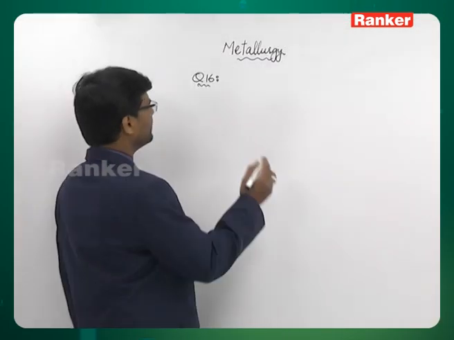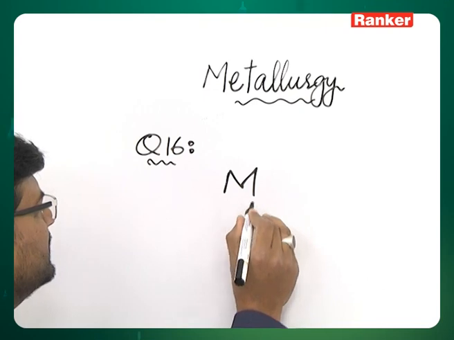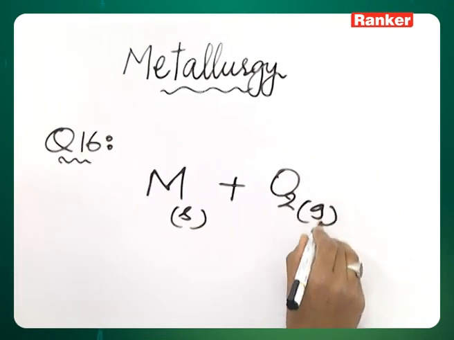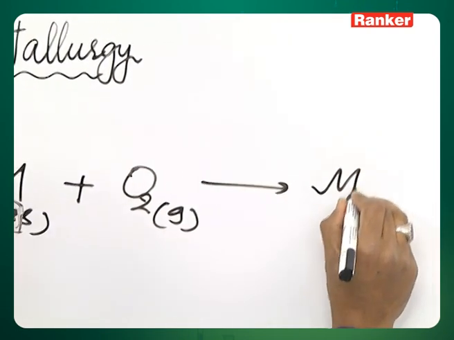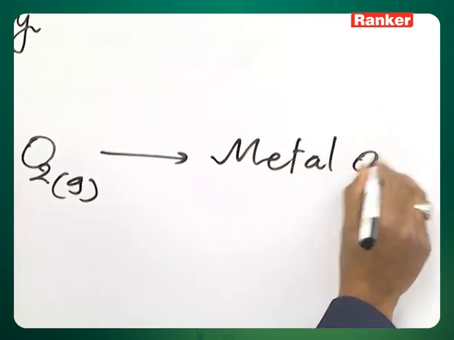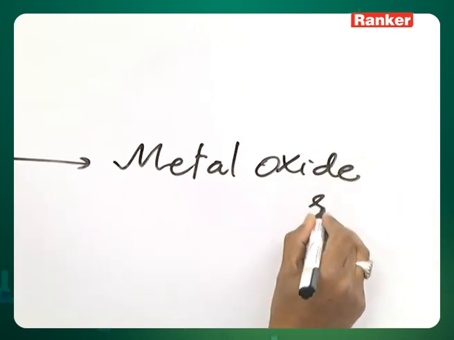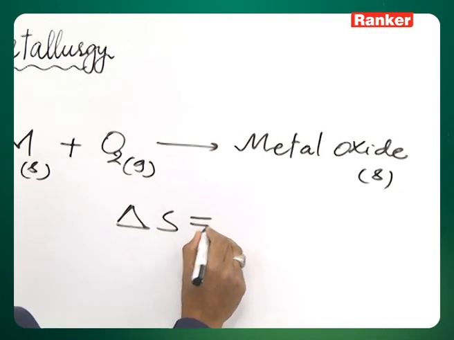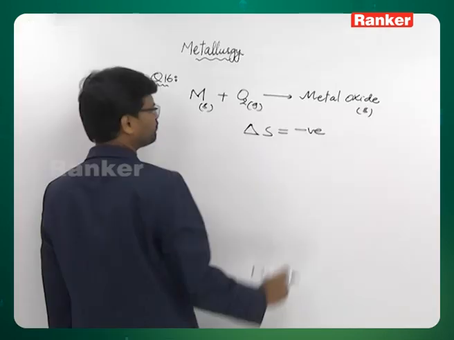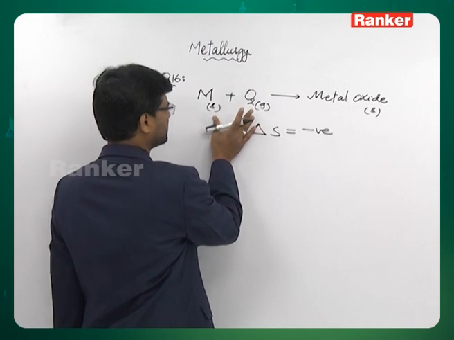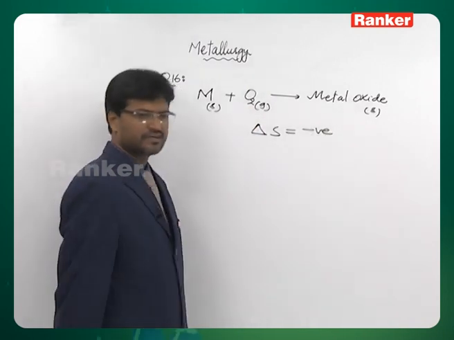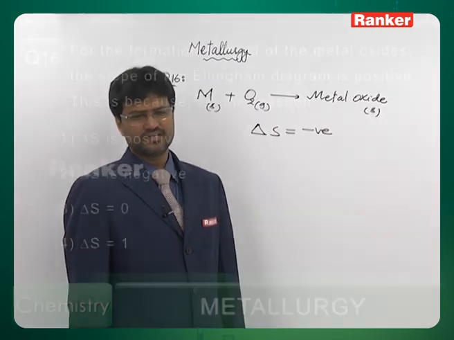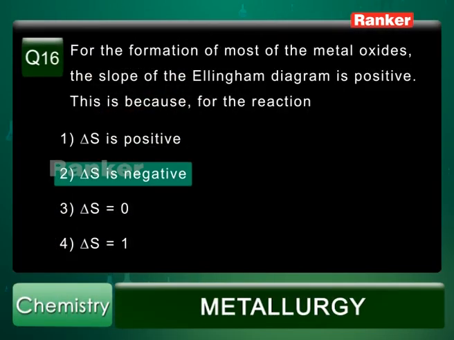Actually, if you see formation of metal oxide, metal is a solid. It reacts with oxygen, which is a gas, to give metal oxide, which is a solid. So for this reaction, delta S is negative because gaseous substance combines to give solid product. So delta S is negative, therefore the slopes are positive. So the correct answer is second option.